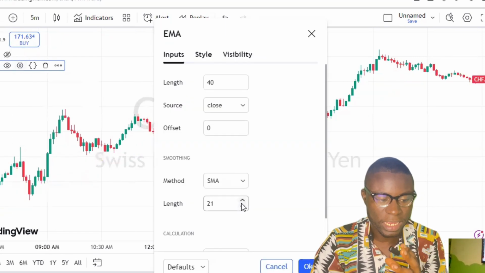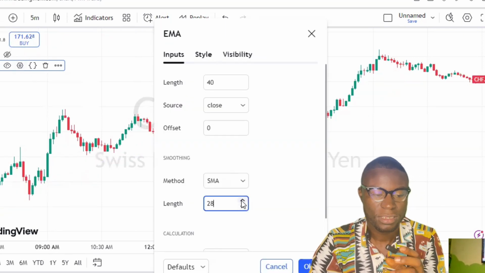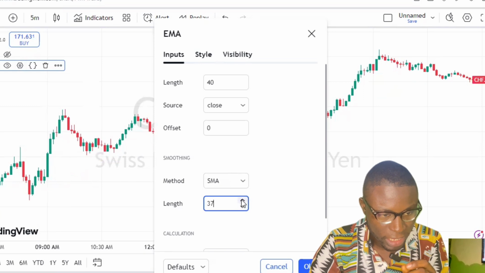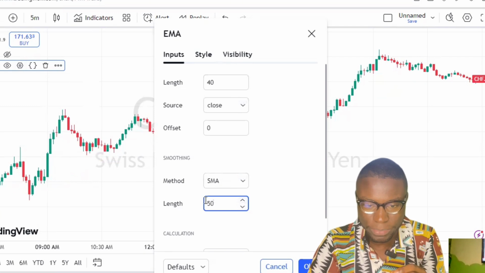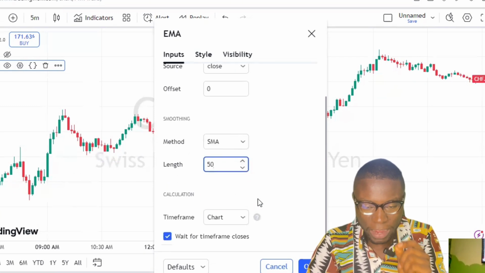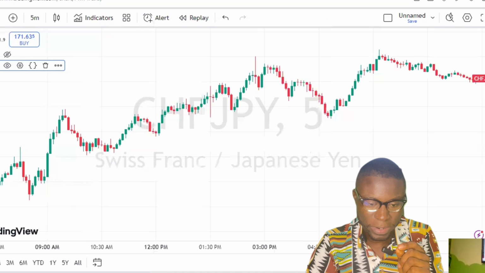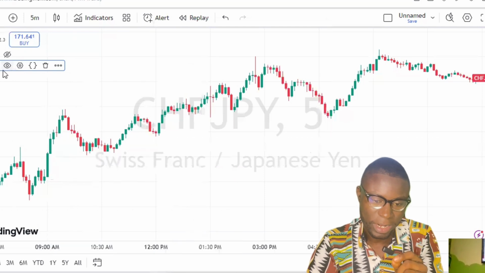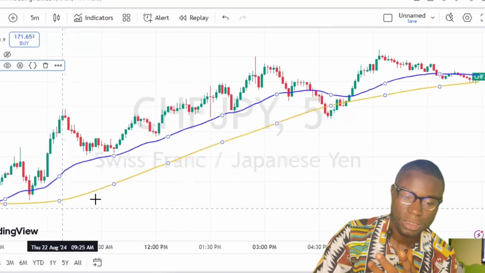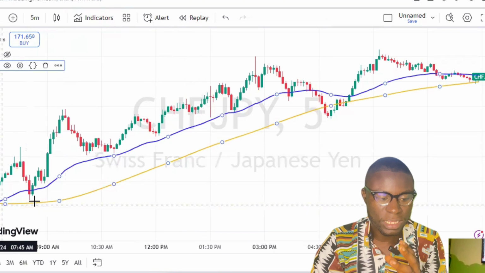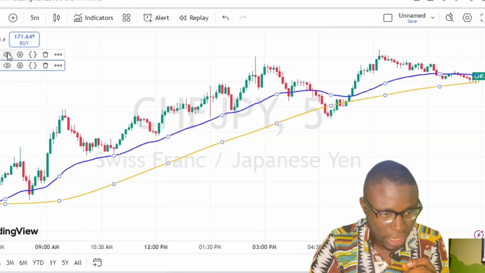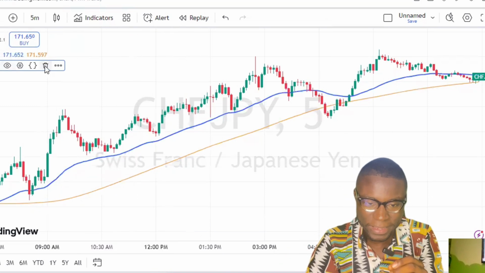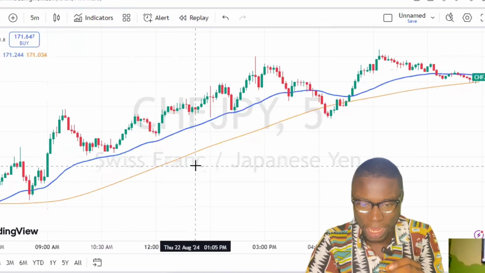One more thing. You have to increase the length to 50. Remember the other one is 40, but this one here is 50. Make sure you increase it to 50, then click done. That is it. So good, you have it here. You can see this is the chart, this is the moving average. It's exactly the same with this one. So this is just how to set it up, guys.